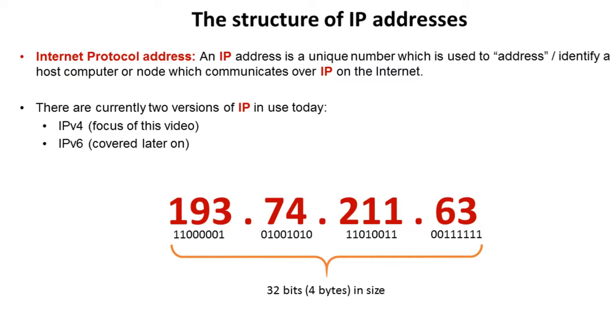So here's a typical IP version 4 address. It's a series of numbers from 0 to 255, which behind the scenes are stored in 8 bits. So there's 32 bits in total, or 4 bytes, and we separate them by these decimal points. So this is an example of a typical IP address.